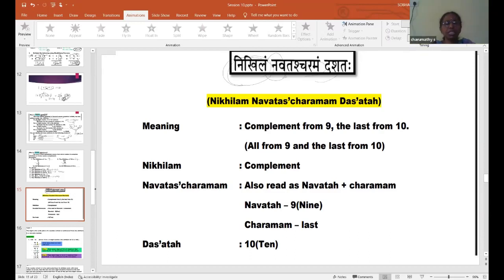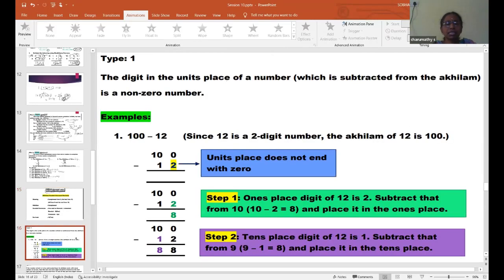Very simple. Just write a number. We will explain that. Say, for example, you write 736. So now this sutra is used for subtraction.